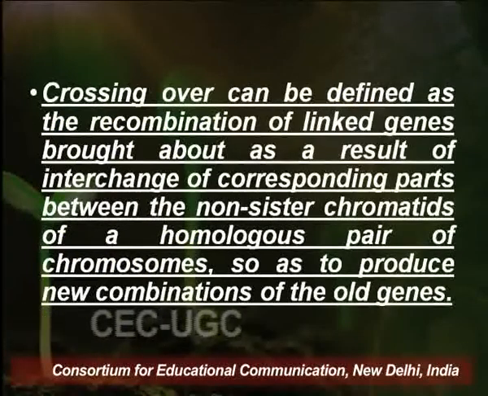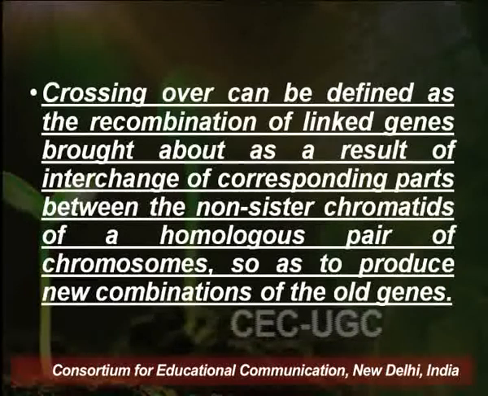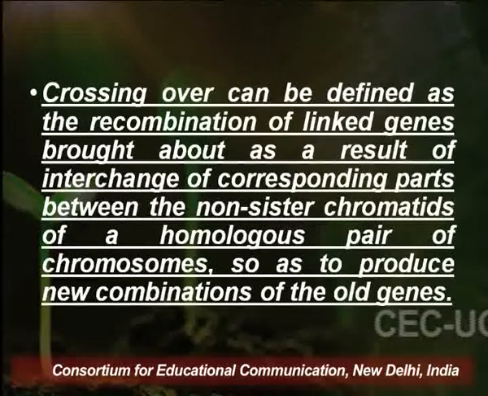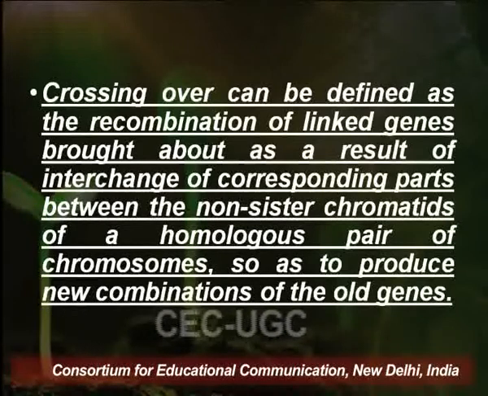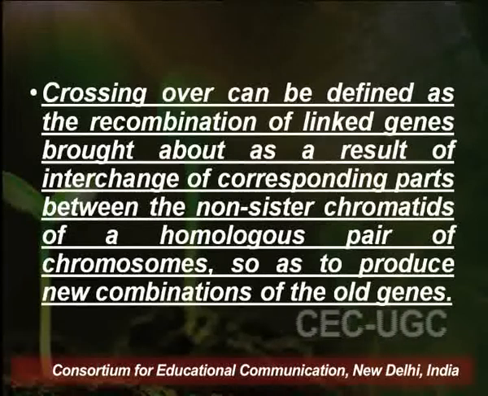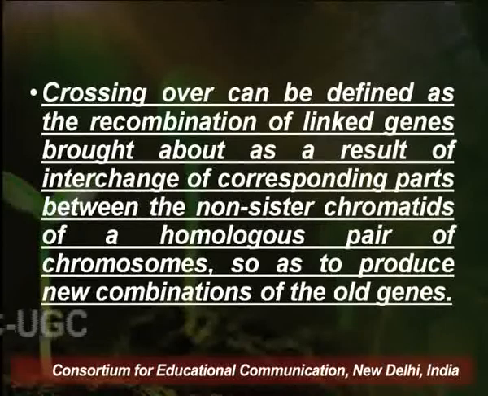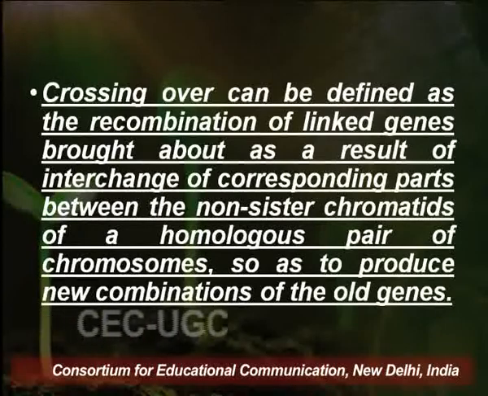And how do we define crossing over now? Crossing over can be defined as the recombination of these very linked genes which we are discussing. And how is it brought about? It is brought about as a result of interchange of the corresponding parts between the non-sister chromatids of a pair of homologous chromosomes. And how would this result? It would result in producing new combinations out of the old genes.